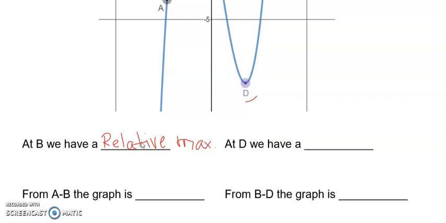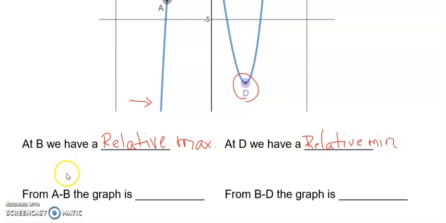Now D you can see right here, and it's kind of like the opposite of B. It's at the bottom of a curve. But again, it's not the absolute minimum value for that function, because over here you can see other y values that are actually lower. But for that little piece, it is the minimum. So we call this a relative minimum.